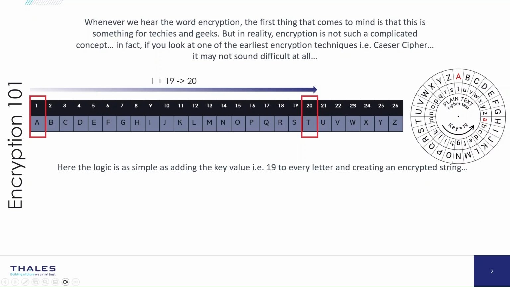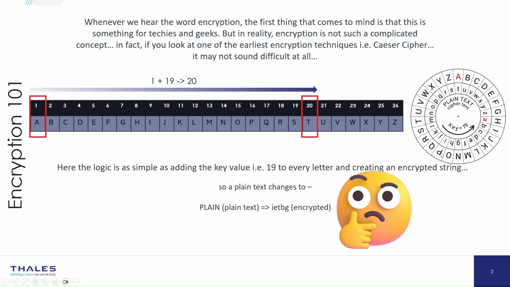In this particular example, as you can see, the key is 19 and it can be any random key. So this key 19 is added to every character to achieve the output. So A becomes T, right? And this is the complete chart, showing what character will become what character. As an example, if I have the plain text "plain", the character P is converted to I, L converts to E, A to T, I to B, and finally N to G. So plain becomes IETBG.